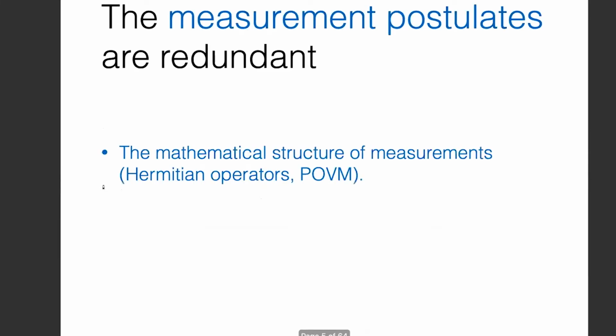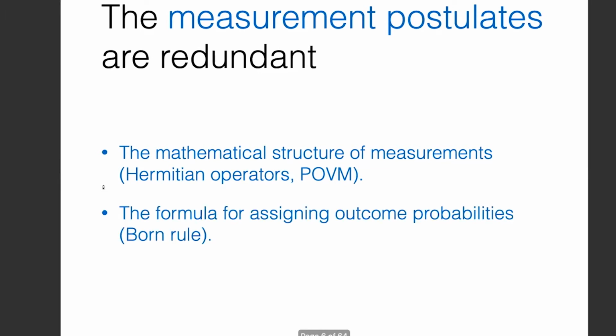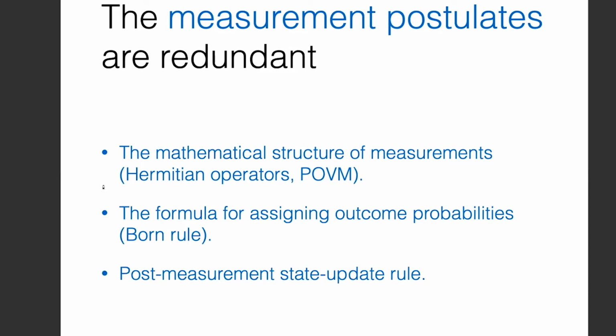Okay, so my main claim is that the measurement postulates of quantum mechanics are redundant. What I mean by measurement postulates are actually three postulates. One that specifies the mathematical structure of measurements, namely that they are Hermitian operators, POVM, orthonormal basis, just pick your favorite one. The other postulates are the formula for assigning probabilities, the Born rule, and the post-measurement state update rule. I'm claiming that these three postulates are redundant because they are a consequence of what we could call unitary quantum mechanics.